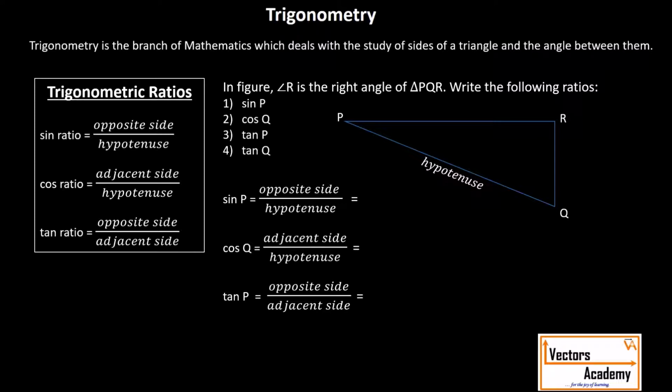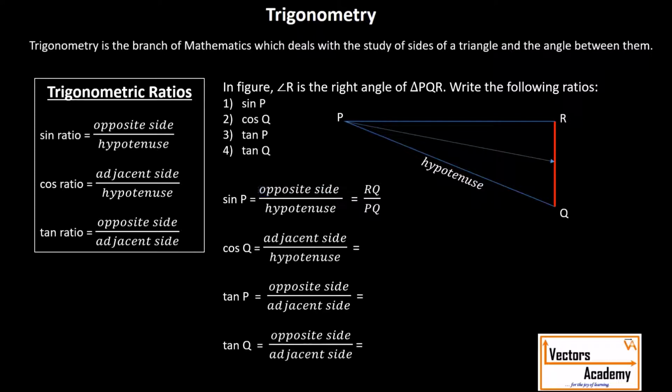Sin P is opposite side upon hypotenuse, whereas the cos ratio is adjacent side upon the hypotenuse. The tan ratio is opposite side upon the adjacent side. Now look at the first ratio, sin P. Now, the opposite side for angle P, if you look at the diagram, the opposite side is RQ. Therefore, in the place of opposite side, I'll write RQ, whereas the hypotenuse is just one, that is PQ in the triangle.